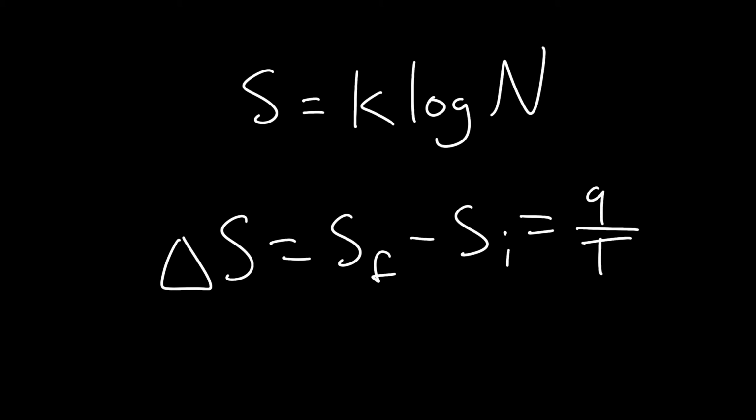Finally, we can move on to the last step, in which we go back to our original equation that we defined at the very beginning. Entropy is equal to k log N. Trying to find the difference in this would result in k log N final minus k log N initial. And we know from this we can simplify this further into k log N final over N initial, which we already know is Q over kT. The k's cancel out, leaving us with Q over T.